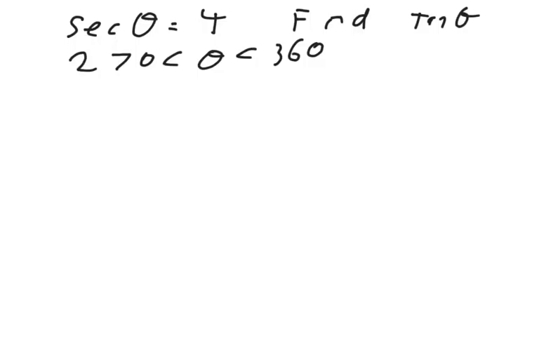Alright, here's the review for Chapter 7. Let's start out with secant of theta equals 4. We're in between 270 and 360. Find tangent.